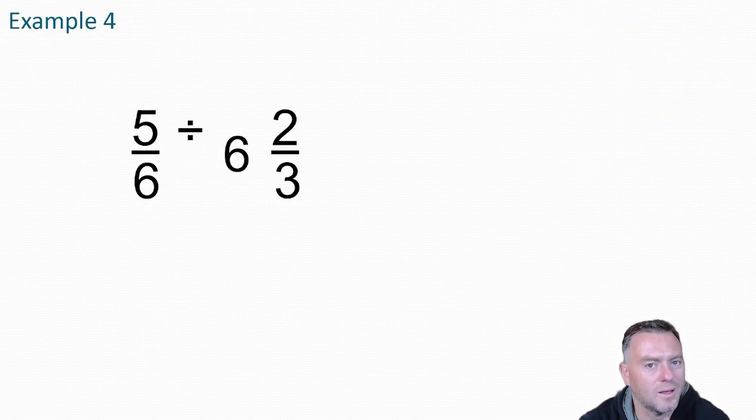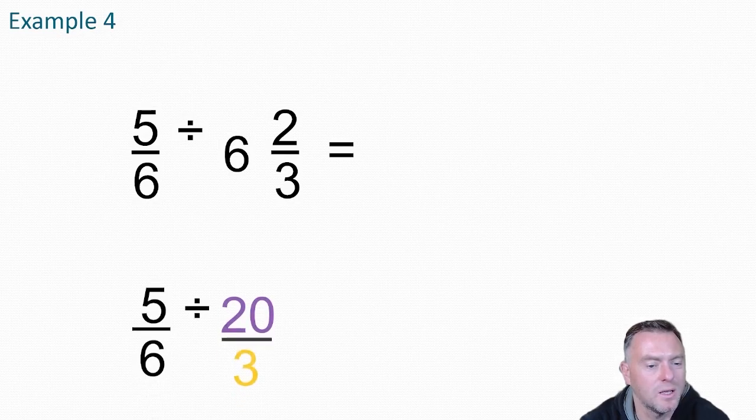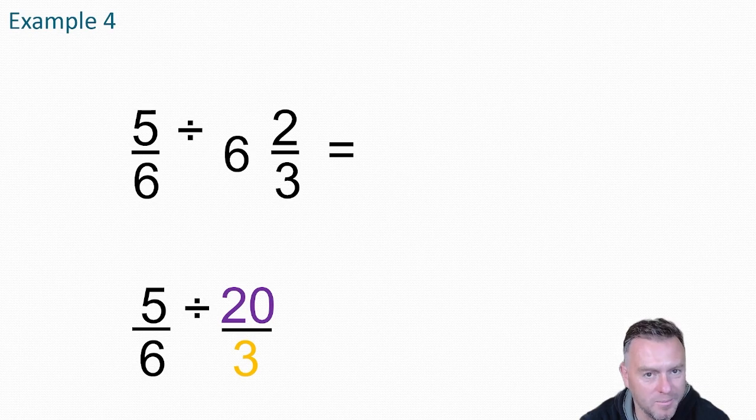So a little bit harder with a whole number. The first step here is we need to change it around. So we've got 8 and 5/6 divided by 20 on 3. So 6 times 3 is 18 plus the 2, which gives you 20 on 3. And now we just follow exactly the same process.